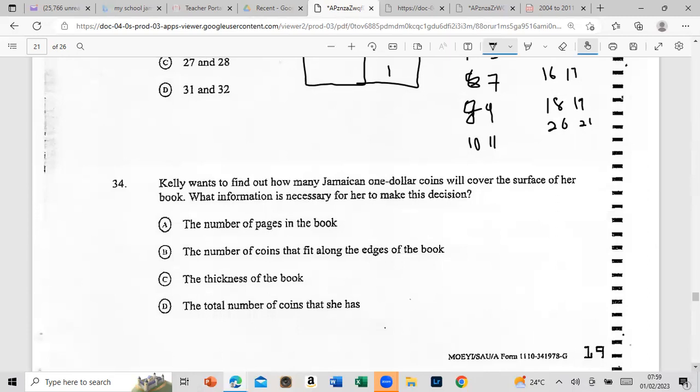Kelly wants to find out how many Jamaican $1 coins will cover the surface of her book. What information is necessary for her to make this decision? A, the number of pages in the book. B, the number of coins that fit along the edges of the book. C, the thickness of the book. D, the total number of coins that she has.